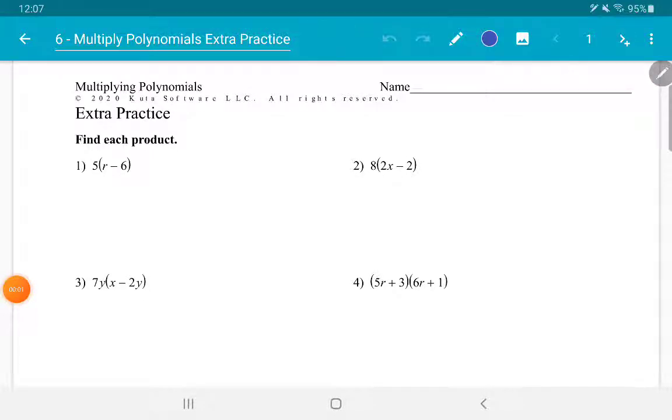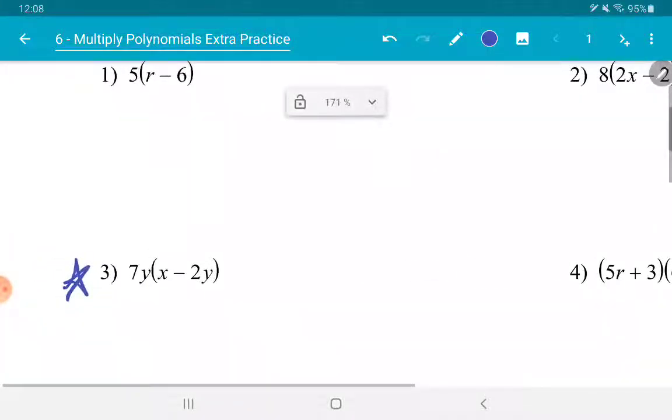Hi guys, here's a short video on multiplying polynomials. Most of you are probably pretty good with this already since you've been doing it for a while, but we'll go over a couple of them. So let's look at perhaps number 3 here, since that has multiple variables in it. So let's look at that a little closer there.